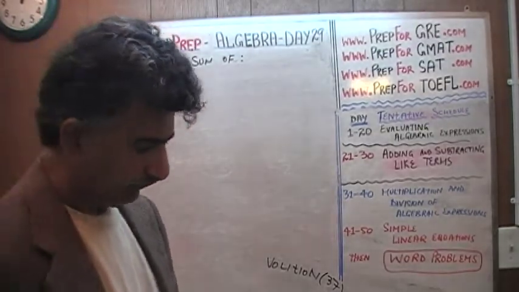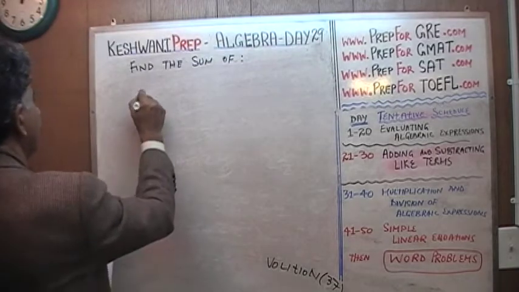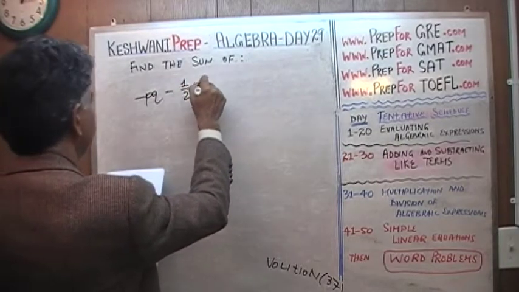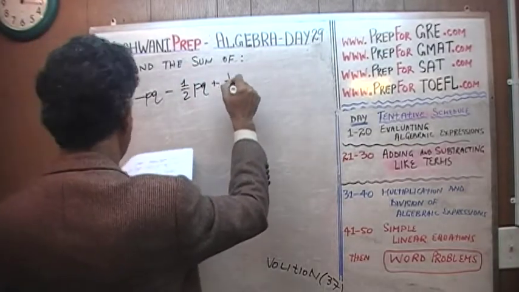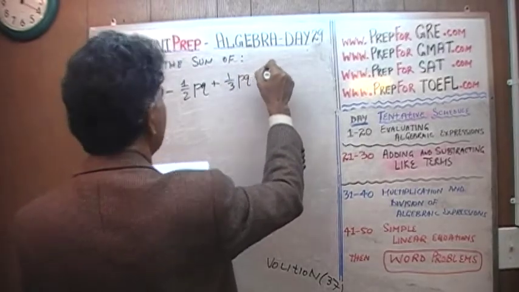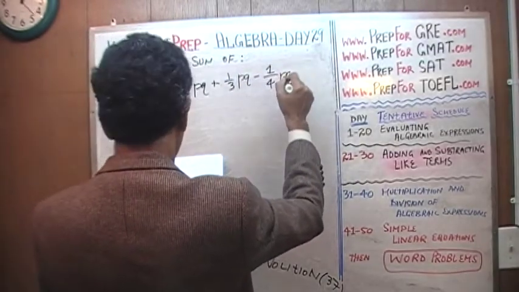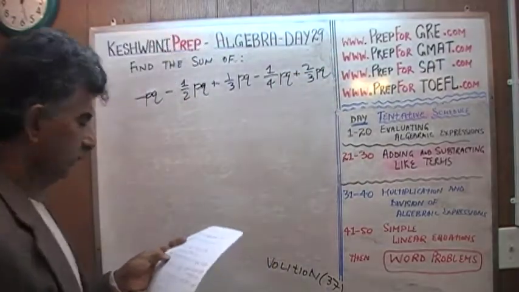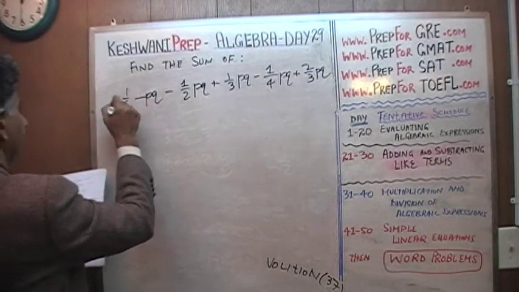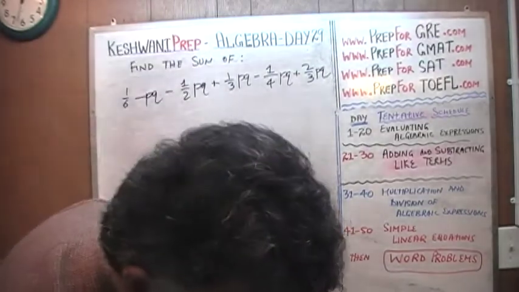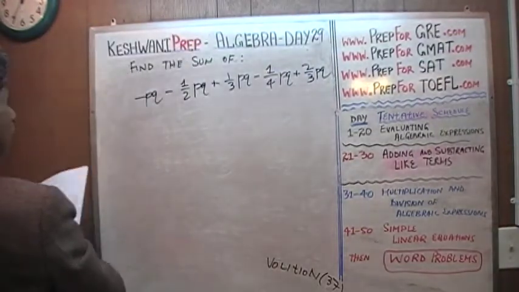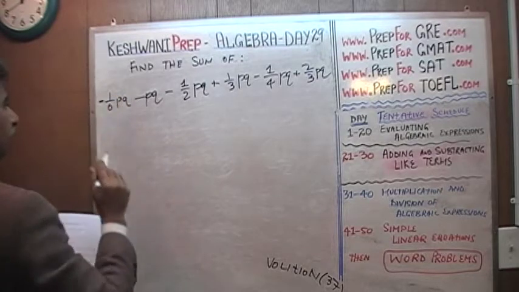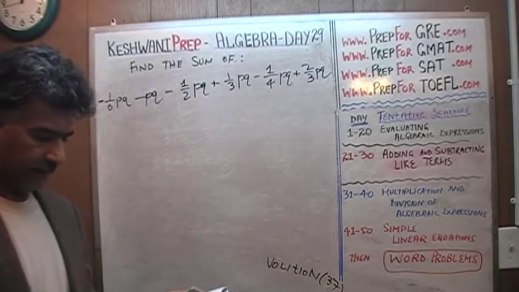Let's do the first problem for today. We have negative PQ minus half PQ plus a third PQ minus a fourth PQ plus 2/3 PQ. Oh, and a 1/6 PQ, negative 1/6 PQ. And we are asked to combine the like terms.